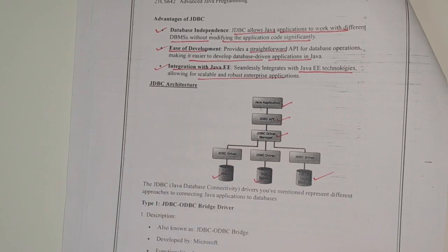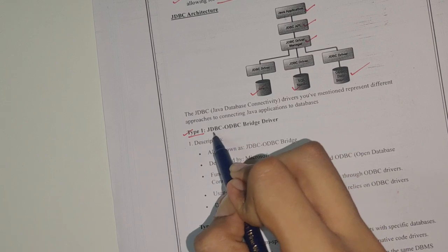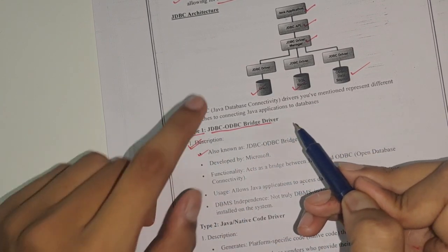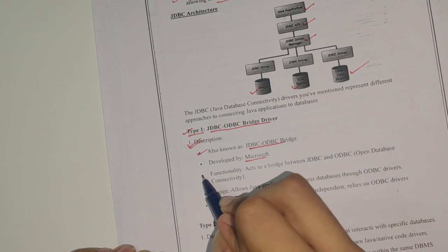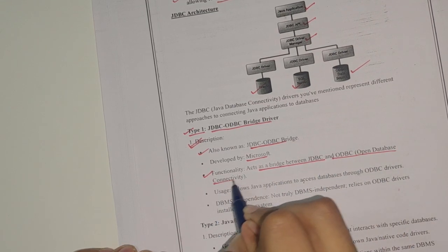Done with the architecture, now let's study the types of drivers available. First is the Type 1 JDBC-ODBC bridge driver. Description: this JDBC-ODBC driver is also known as the bridge. It was developed by Microsoft. Functionality: it acts as a bridge between JDBC and ODBC, open database connectivity.